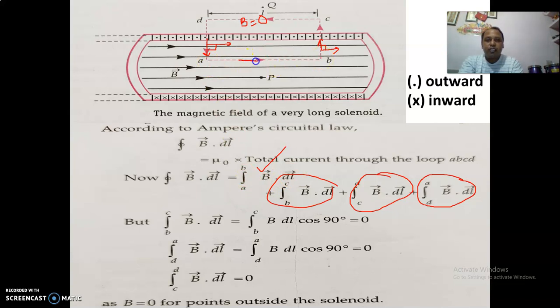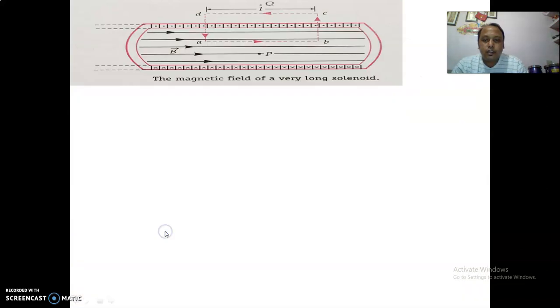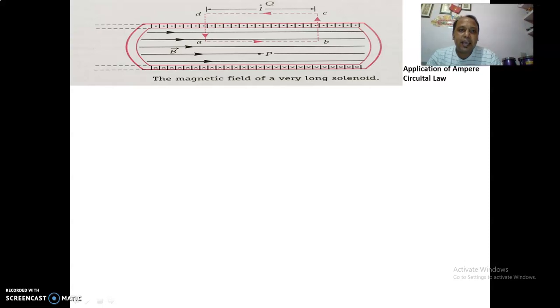Now in this portion you can see dl and B both are in the same direction, so the angle between them is 0. Therefore integration B dot dl from A to B will be integration B dl cos 0 degree. So cos 0 degree is 1. So we will apply the Ampere's circuital law here.